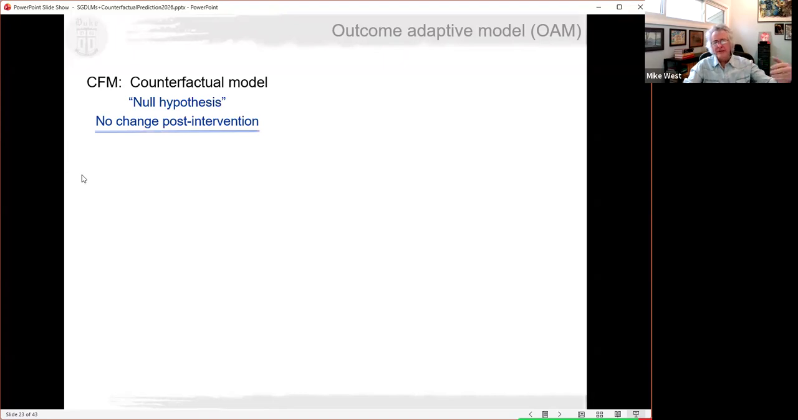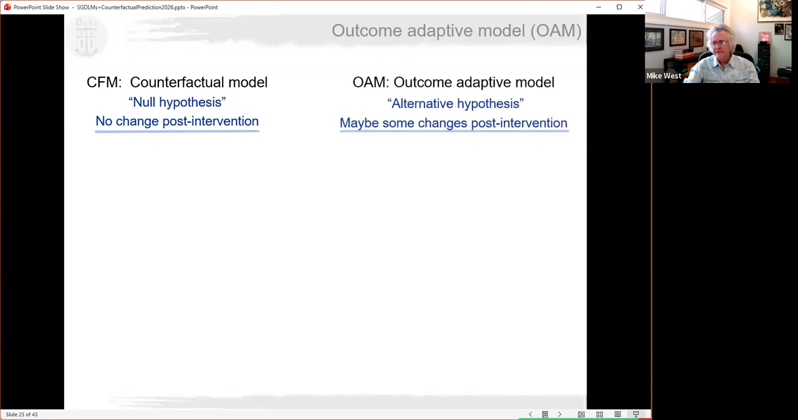Inherently, a counterfactual standpoint is a null hypothesis. We're going to continue to forecast under the assumption of no change in the designated treated series. That's a null hypothesis. Well, Bayesians, to do inference properly, to assess a null hypothesis, we need an alternative. In this case, there's only one global alternative, that something happened, okay? No change or some change. And that's all the outcome adaptive model is intended to do, okay?